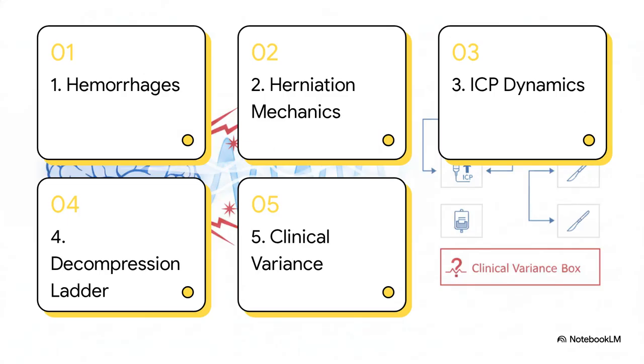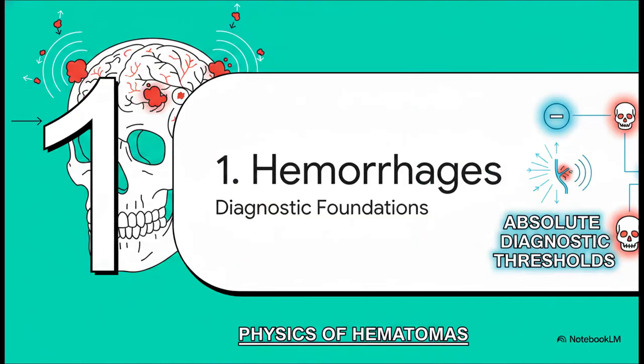Here's our roadmap for the explainer. We'll be hitting intracranial hemorrhages, herniation mechanics, hypertension dynamics, the decompression ladder, and finally, we'll wrap up with clinical variants. Starting right off with part 1, intracranial hemorrhages and their diagnostic foundations.